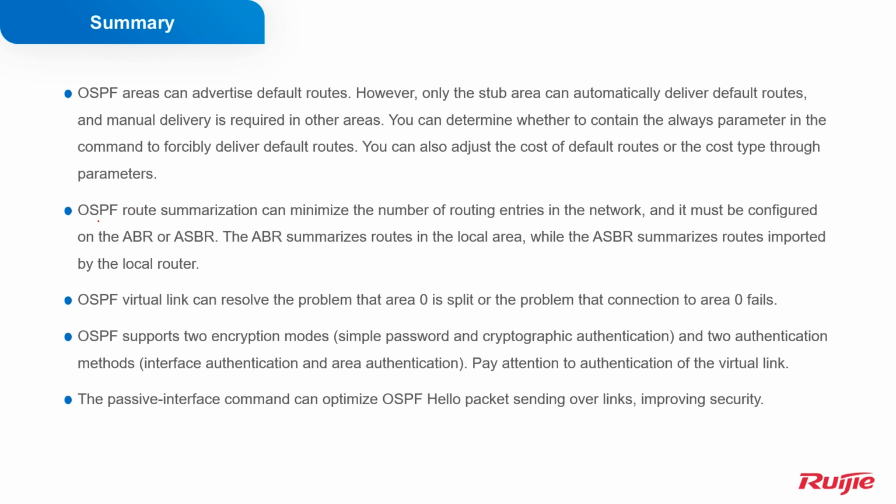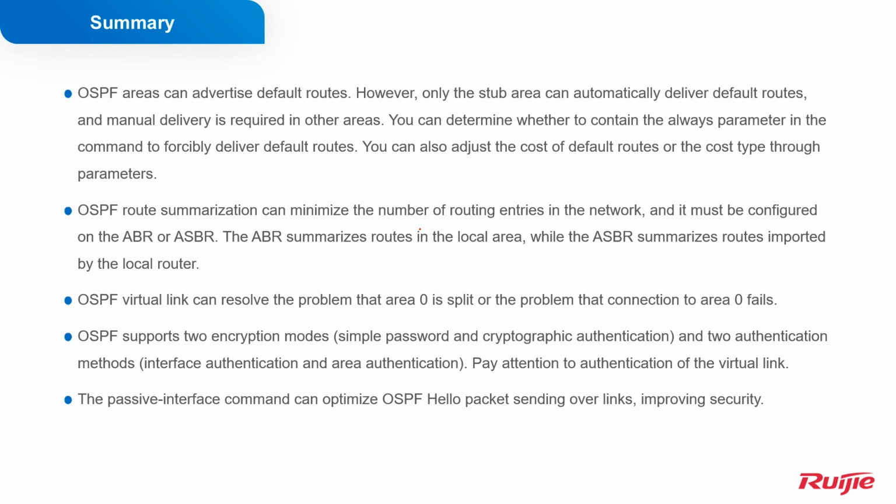The next is OSPF summarization. OSPF summarization can minimize the number of routing entries in the network. We can replace many routing entries with just one routing entry. If we use OSPF summarization, this advanced feature can help our device work better, decrease the number of routing entries, and help the engineer manage and configure the network easily. For summarization, we configure the command on the ABR or ASBR device.